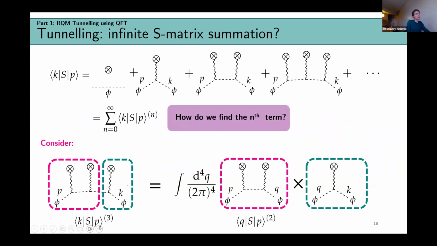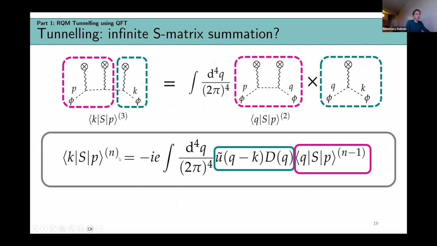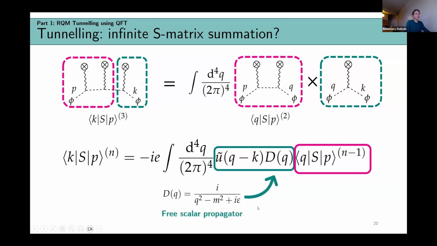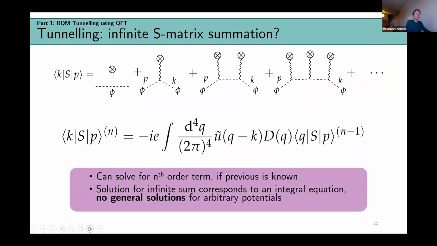We can notice that, for instance, if we consider the third order term, it can be factorized into a second order term multiplied by some vertex function and then integrated with some appropriate measure. And this allows us to define a recursive equation for the nth order term in terms of the n-1th order term, where this is just the free scalar propagator. So in principle, we can solve for the nth order term if we know the previous. And then we can invert this equation such that the solution for the infinite sum corresponds to an integral equation, which again has no general solutions as we would expect.